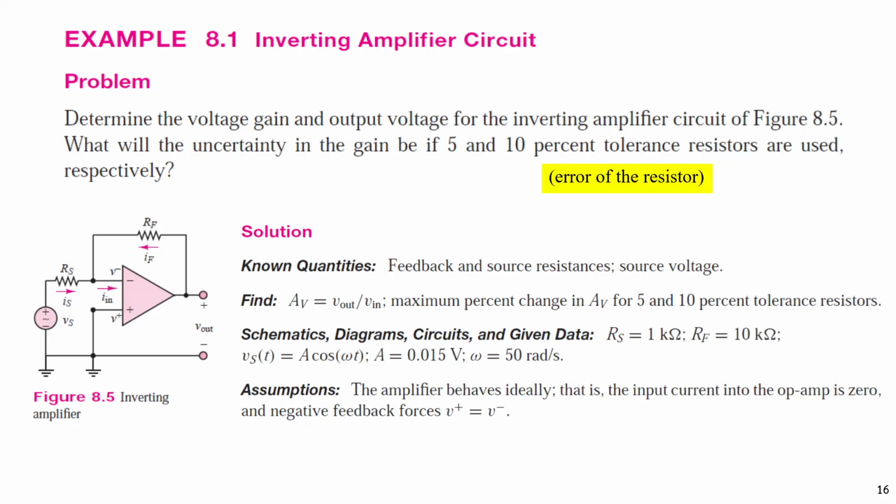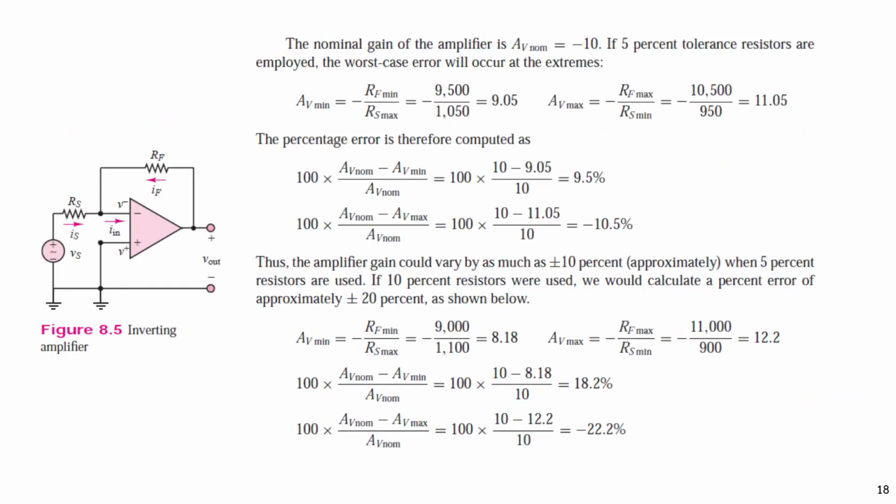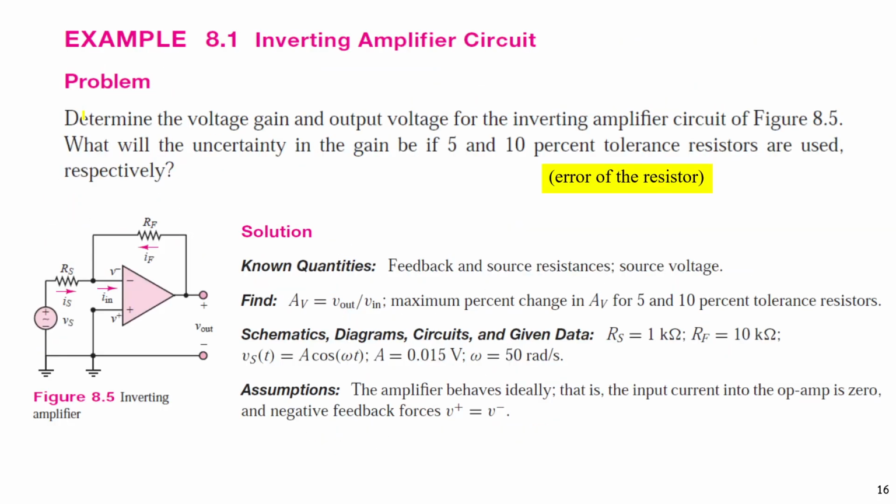Also there is an example with the A value, with the open loop. I skip this example first, and maybe if you have time we come back. This is just to analyze the error of the resistance. No, I skip this part. I think this is a good example.